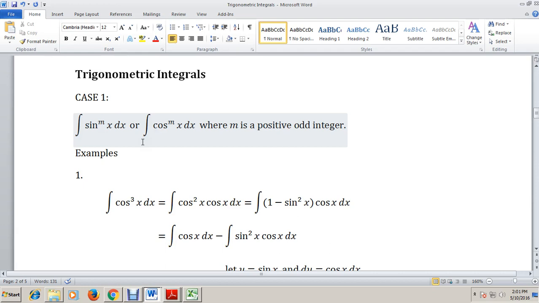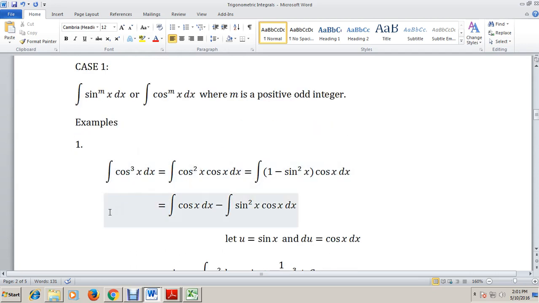Case 1 is you have the integral of sine raised to m x dx or integral of cosine m x dx, where m is a positive odd integer. Okay, so let's consider example number 1. We have integral of cosine cube x dx. So what we have here is the integral of cosine raised to a power that is an odd integer. Okay, so the corresponding technique goes like this.